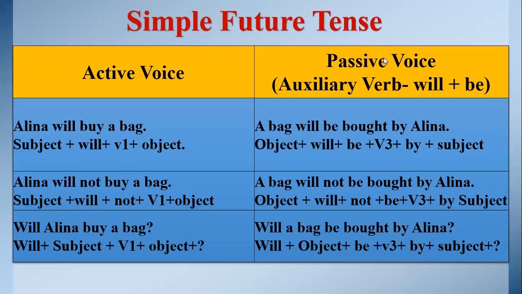Okay. Now the second one here is the negative sentence. Alina will not buy a bag. So now again I have my subject, will and the not, that shows that it is a negative sentence, first form of the verb plus object. So this will be changed into, Alina will not, sorry, a bag will not be bought by Alina. Okay. So now the sentence changes to a bag will not be bought by Alina.